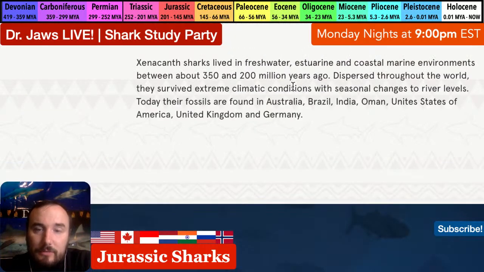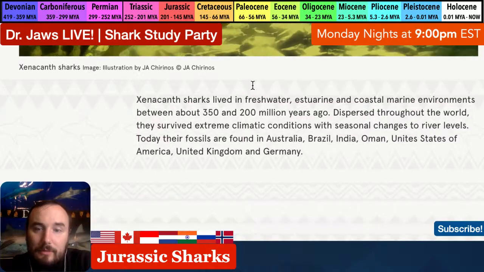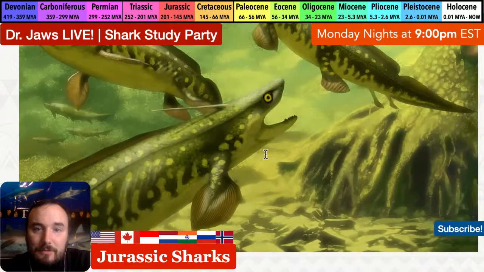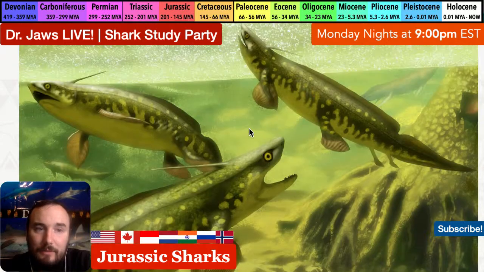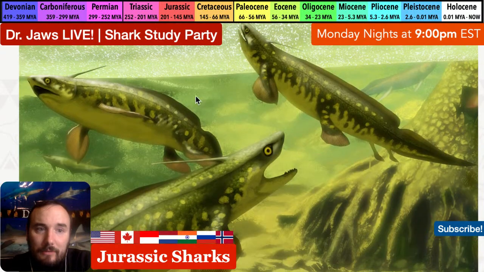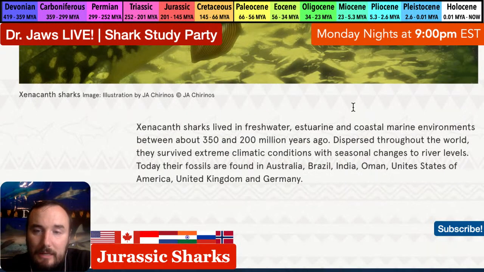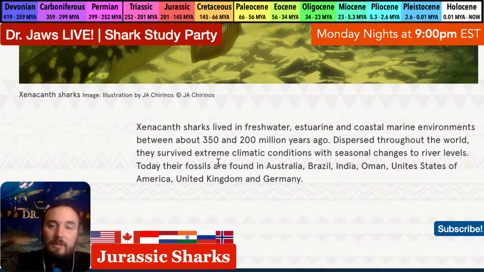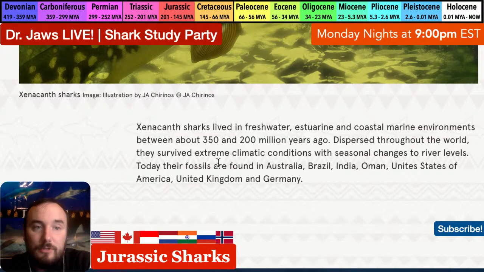Xenacanth sharks lived in freshwater, estuarine, and coastal marine environments between 350 and 200 million years ago. So that technically dips into the Jurassic period. These guys went extinct right before the Jurassic period, but there was somewhat of a presence here. Dispersed throughout the world, they survived extreme climatic conditions with seasonal changes to river levels. Today, their fossils are found in Australia, Brazil, India, Oman, USA, United Kingdom, and Germany.